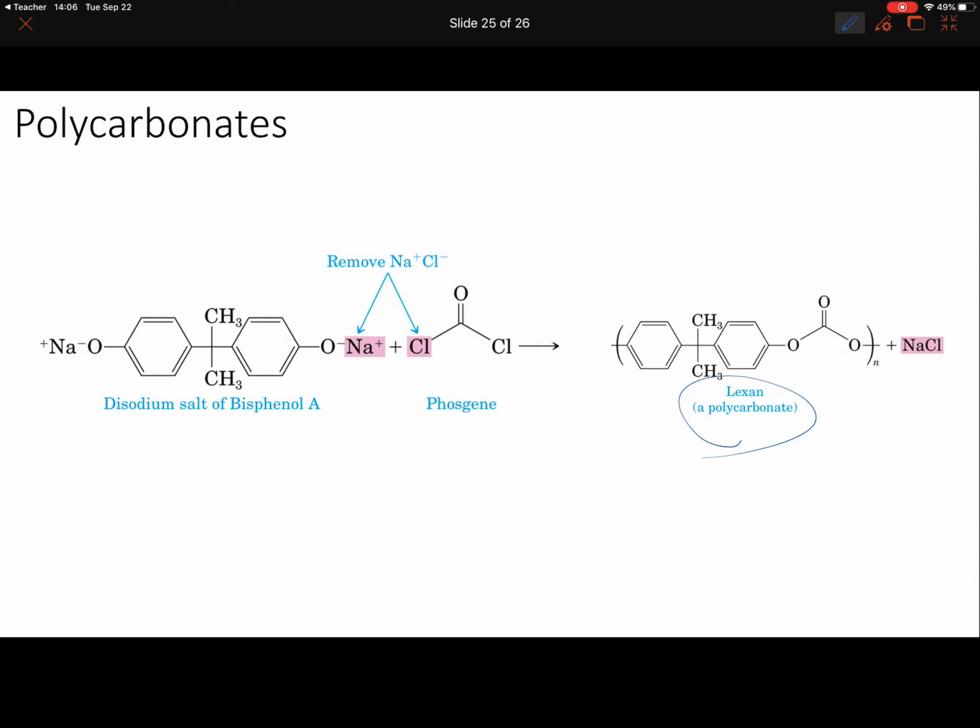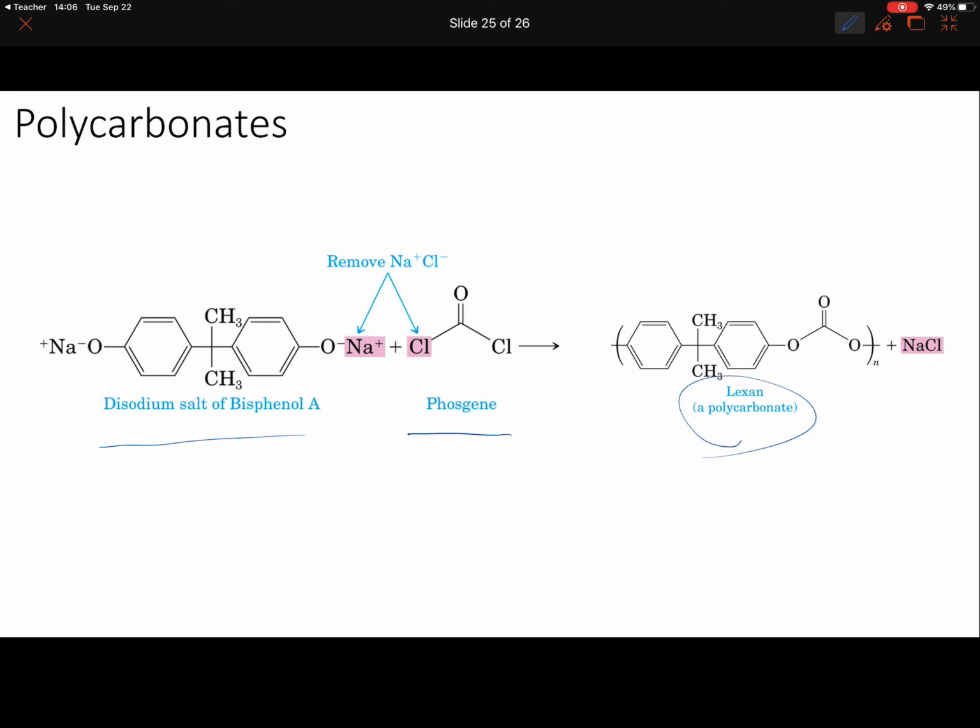Okay, here you can see, well, this is a real specific compound here. We're reacting phosgene with disodium salt of bisphenol A. Okay, whatever. We didn't go over these reactions, so if this looks like gibberish to you, it looks like gibberish to me too.